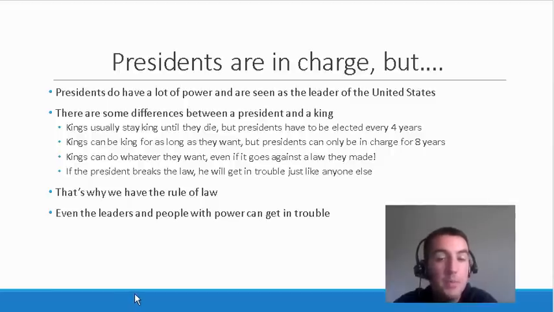Kings can do whatever they want, even if it goes against the law that they made. So a king could make a law that says you're not allowed to wear blue hats on Sunday. The king could wear a blue hat on Sunday all he wanted to, but if you did it, you'd get in trouble. So in a society that uses the rule of man, a society with a king, the king does not have to follow any of the rules or laws, even the ones that he makes.